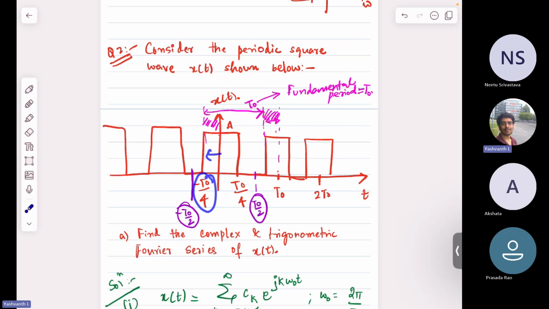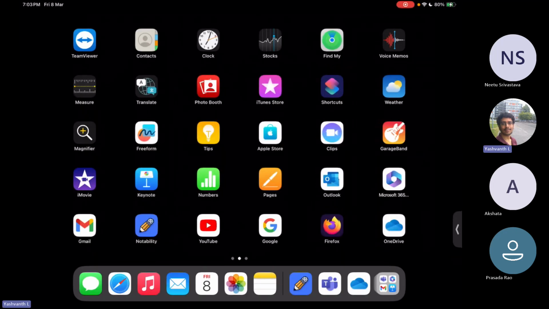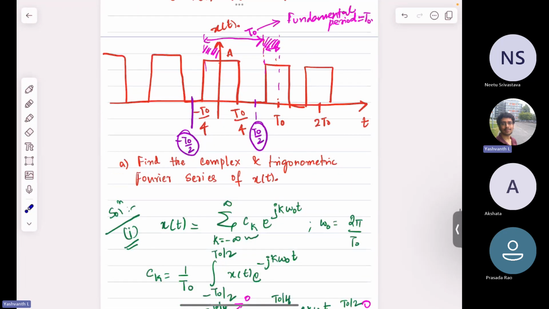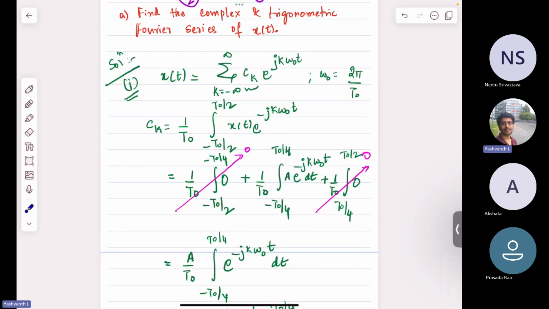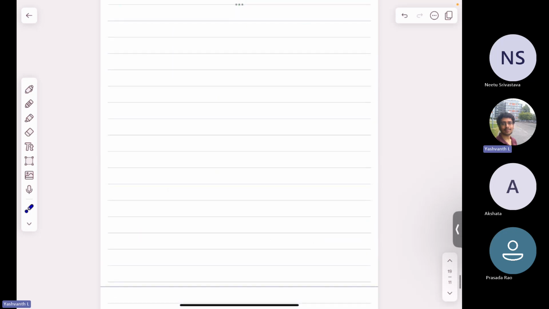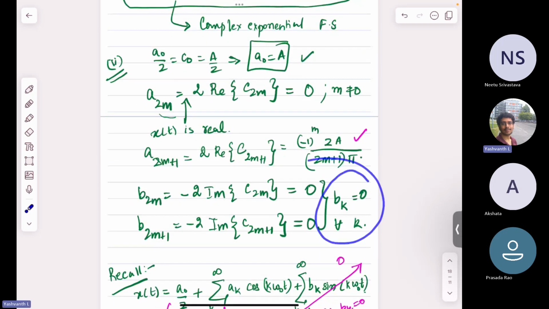this signal, you see, is an even signal. It is symmetric about the y-axis. Recall your trigonometric Fourier series property: for an even signal, all your bk should be equal to 0, which is exactly what we have found here. You see, the bk's are all 0. That is the reason why it should not have sine.